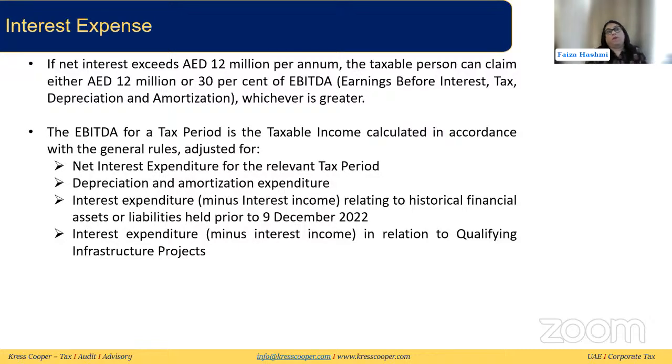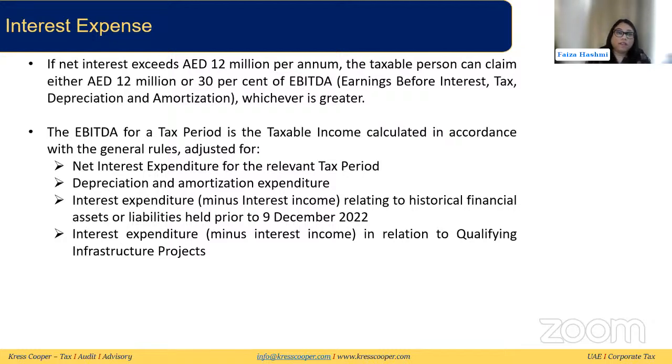Now let's talk a little bit about interest expense. The general interest deduction rule says that net interest expense, which is interest expense minus interest income, if it exceeds 12 million in a year, then the taxable person can claim either the 12 million or 30% of EBITDA. If it is below the 12 million threshold, then the rule doesn't apply and you can claim all of it.